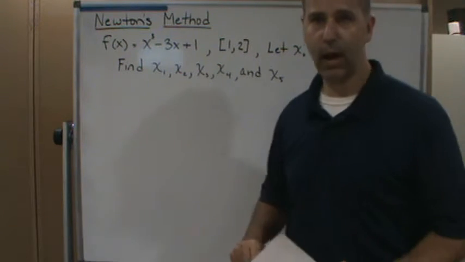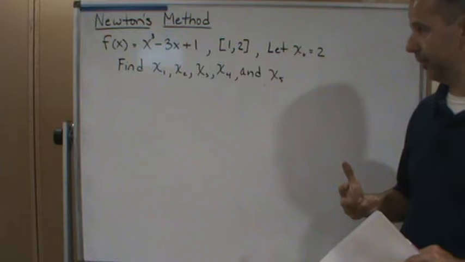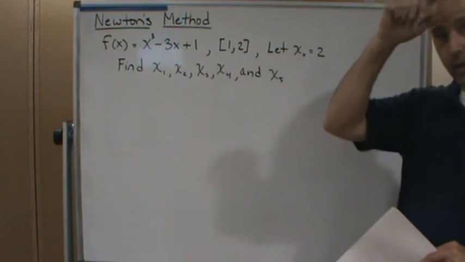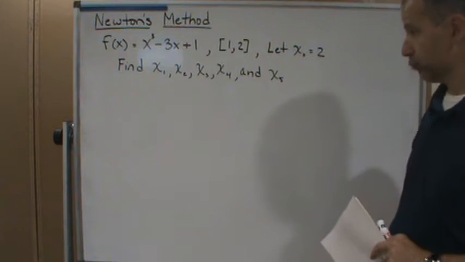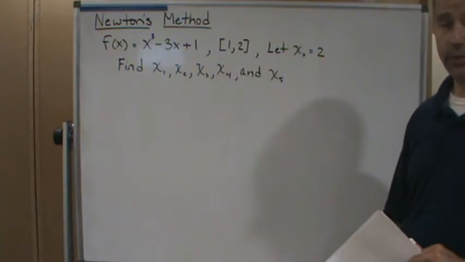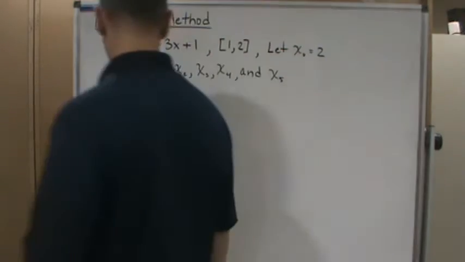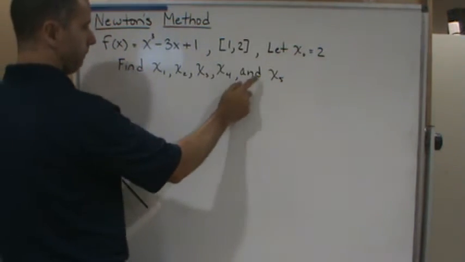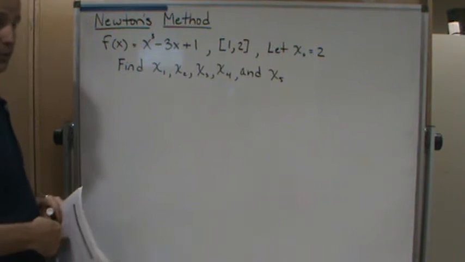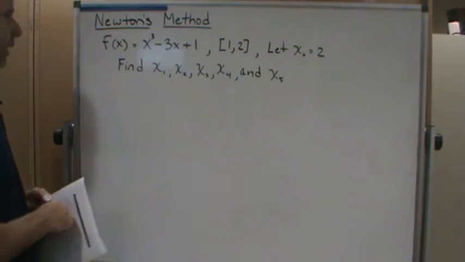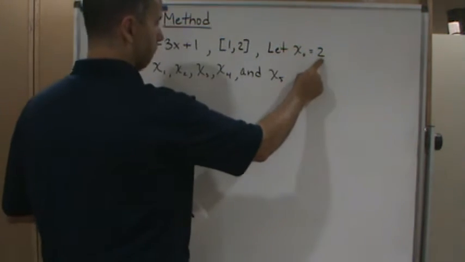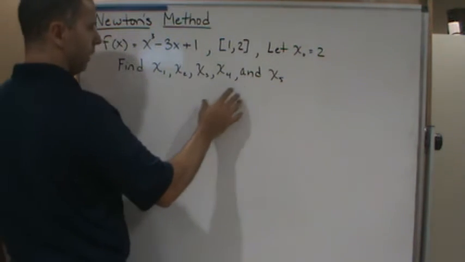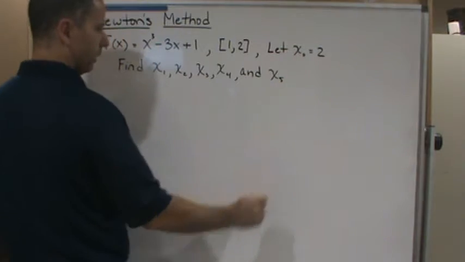Okay, so welcome back. Now we're going to use Newton's method to approximate all of these values, these intercepts, or these approximations. We're going to do 5 iterations of using the formula. Realize that we're going to start with 2, and then approximate using the formula and see what we get.